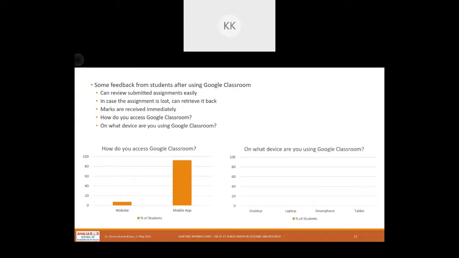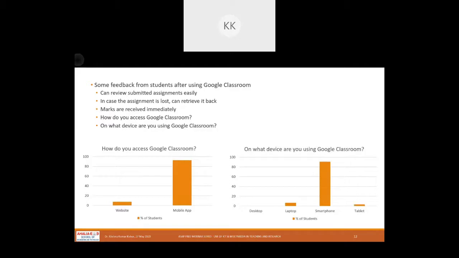The second question that I asked is on what device they are using Google Classroom, right? The options given to them were desktop, laptop, smartphone, and a tablet. On a desktop, pretty much no one has been using. Laptop, maybe I don't know, 5% has been using. Smartphones is 90%, and tablets is again less than 5%.